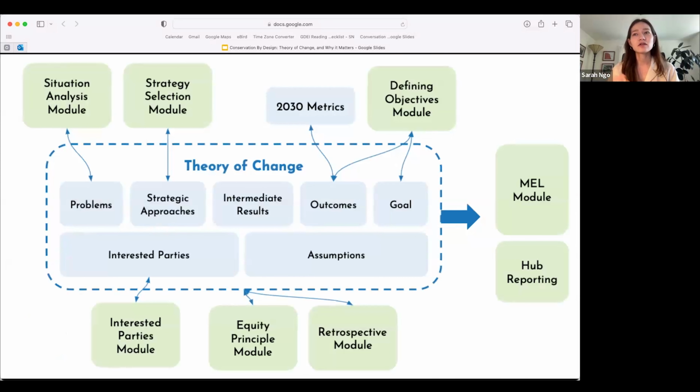This is just a little summary of how the different Conservation by Design modules fit into different elements of the theory of change process. I'm not going to go into a lot of detail here, but this is here for you as a reference in case it's useful.